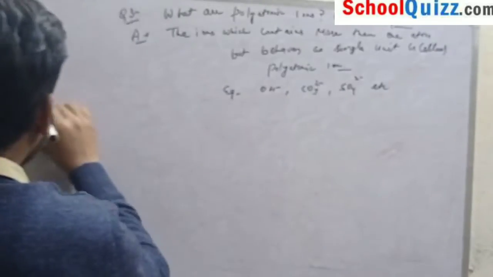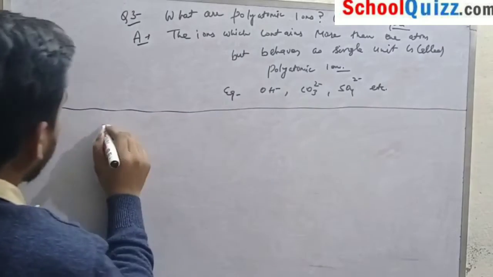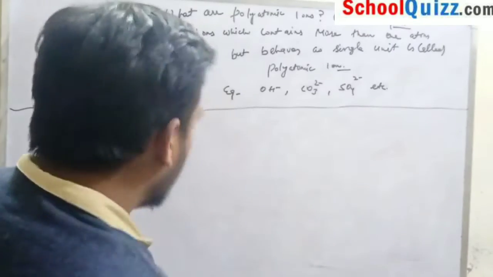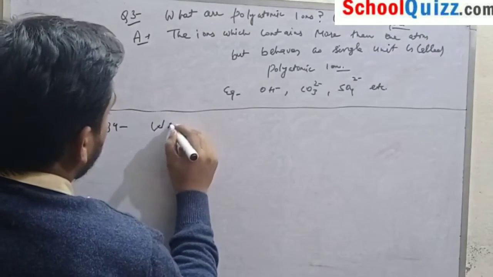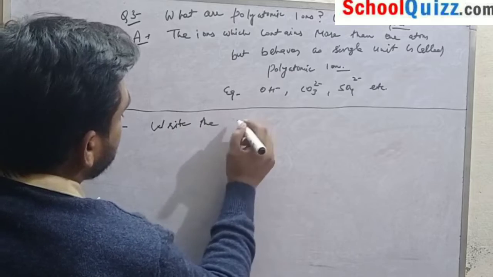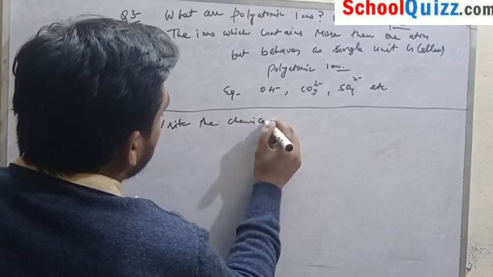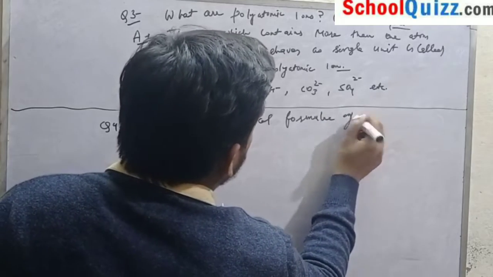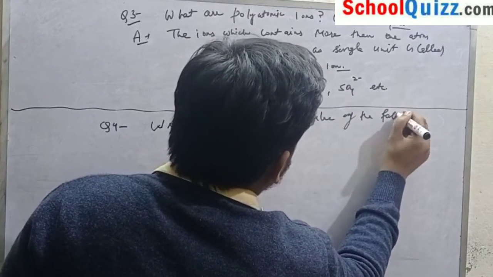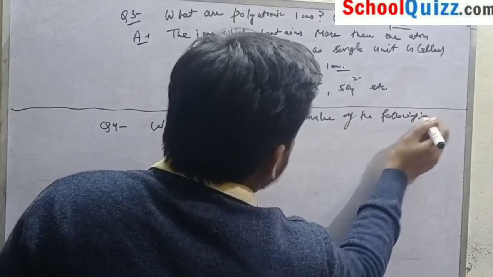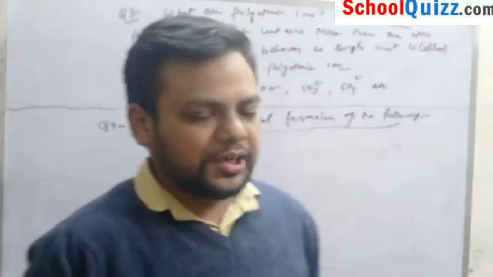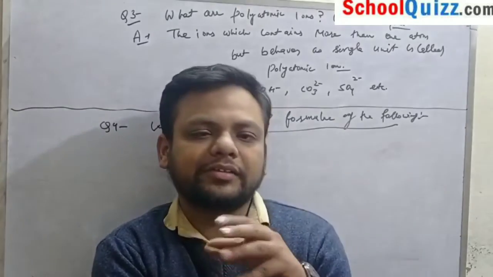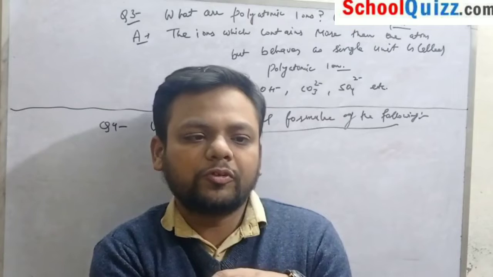Question number 4 is, write the chemical formulae of the following. Very, very easy question. Okay students, I have already made two videos on that topic, that is writing chemical formulae.